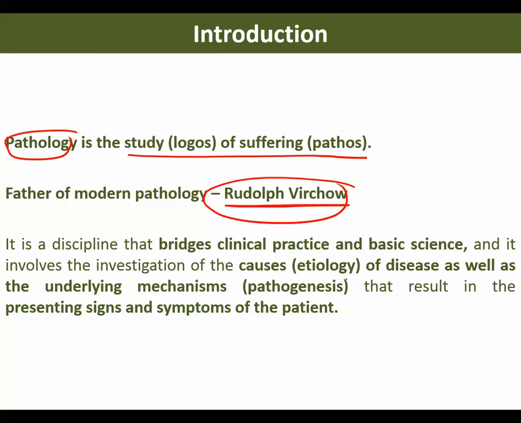Pathogenesis is the mechanism of disease. Etiology is the cause of the disease, what makes them get the disease. In pathology we will study in detail the cause and the mechanism of the disease, and what investigations are to be done to identify the disease. These are the main core objectives in studying pathology. Only then will you know why the person is getting the signs and symptoms.